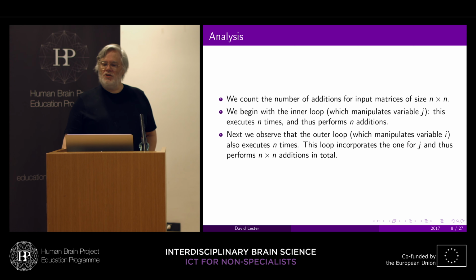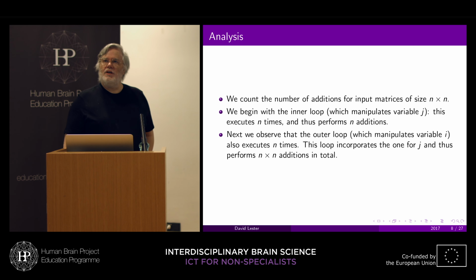Next, you observe that the outer loop, which manipulates the variable i, has a somewhat similar feature to it because it too executes precisely n times. The loop, however, incorporates the one for j, and thus there are n additions in the loop for j, and you're executing that loop n times, so that's n times n, and that's the total. So in order to add two matrices of size n times n together, we need n times n, or n squared, additions to be performed.